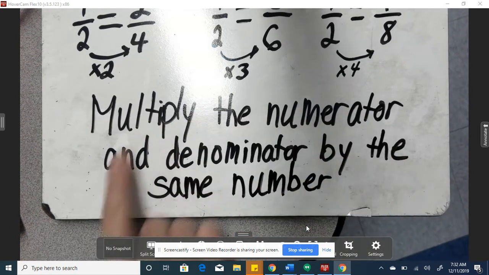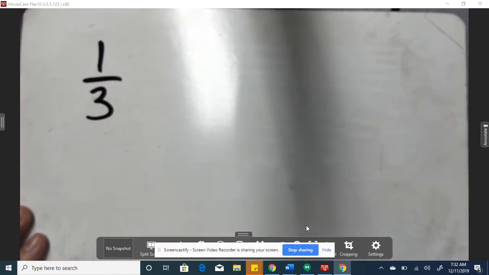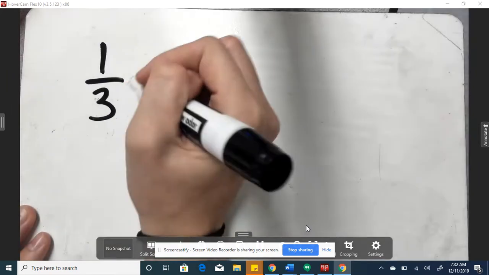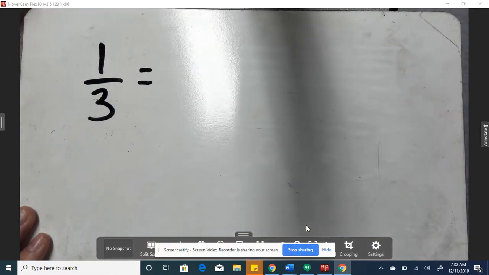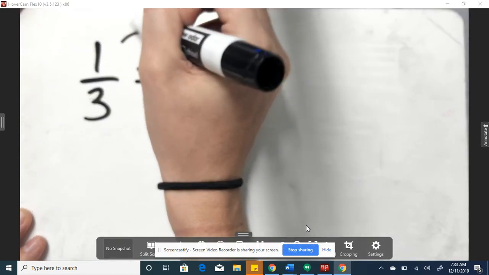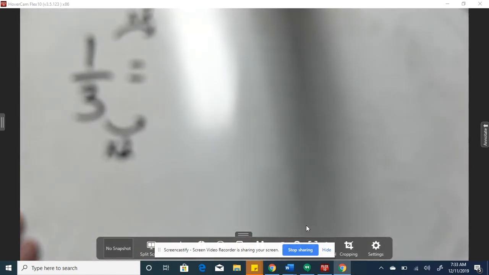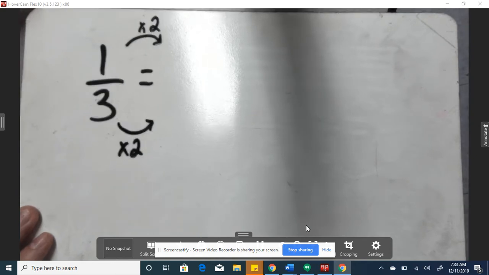So we're going to use this pattern and this rule to create equivalent fractions just using multiplication. So let's do 1/3. We're starting with 1/3, and let's see if we can make a few equivalent fractions. If we had 1/3 and we wanted to multiply both the numerator and denominator by 2, we're splitting the shaded part into 2 pieces, and we're cutting each part into 2 pieces. Sorry, I know it's blurry. Here we go.